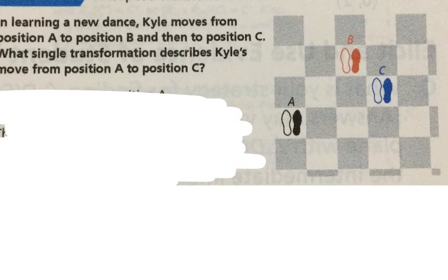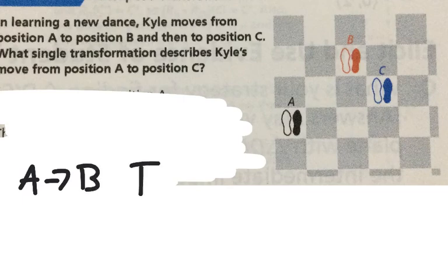Now what we have, this is a composition of translations. So we're going to start at A, and we want to come up with a rule to go from A to B. Then we want to come up with a rule to go from B to C, and then we want to combine them and see if it's the same thing as if I went from A to C at the very beginning. Okay? So we're going from A to B.